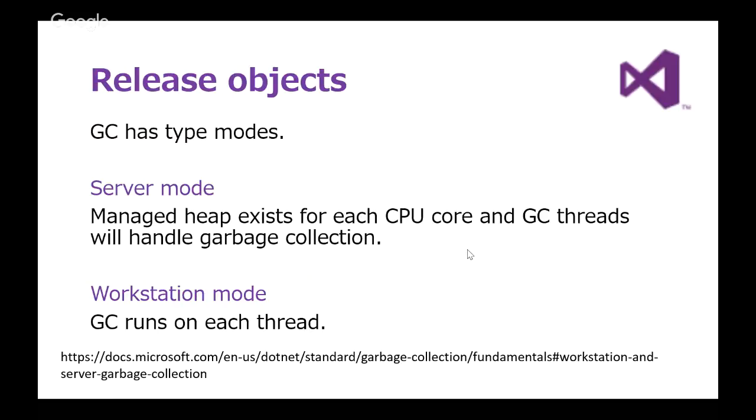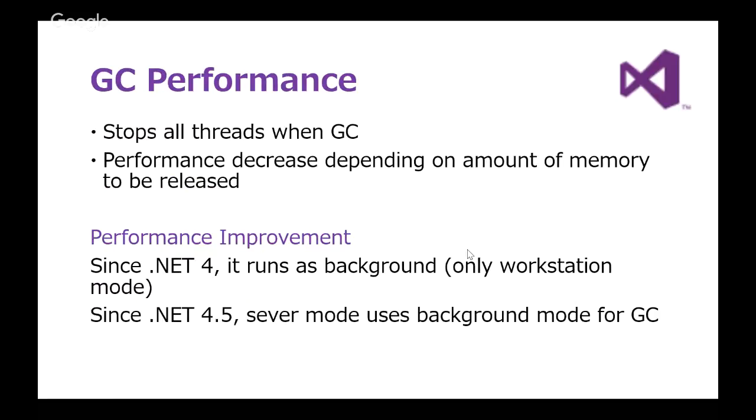And the workstation mode is more like we cannot freeze the entire thread because people get confused. Because your PC all of a sudden stopped working for 2 seconds, 3 seconds, freezing, right? So GC performance is a big topic for Microsoft to try to optimize. Before, all threads stopped during GC and performance decreased depending on the amount of memory to be released. So if we are only collecting maybe 10, 20, 30 objects, that should be fine. But what if we need to collect millions of objects this time? So we cannot estimate how much time we need to do the collection, right?